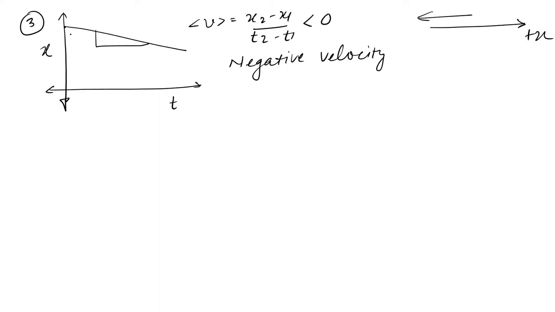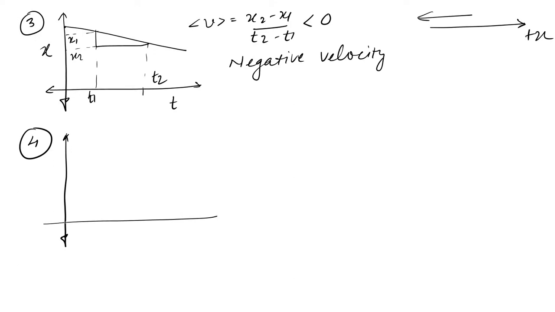So you can see over here that this is x2, x1, and this is T1 and this is T2. So if you take the ratio (x2 - x1)/(T2 - T1), it is going to be a negative number because x2 is less than x1. So you can see from the graph whether the motion is in the forward direction or in the reverse direction.